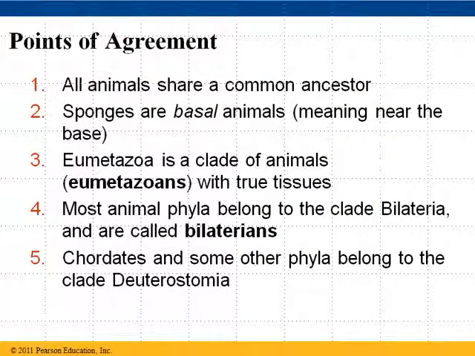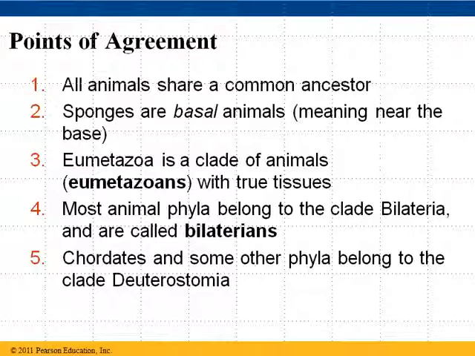Points of agreement between the two of them are, number one, all animals share a common ancestor. That's the case no matter how you look at it. Sponges are basal animals. No matter how you look at it, sponges are perhaps the most simple types of animal creatures, so we call them basal, meaning near the base.